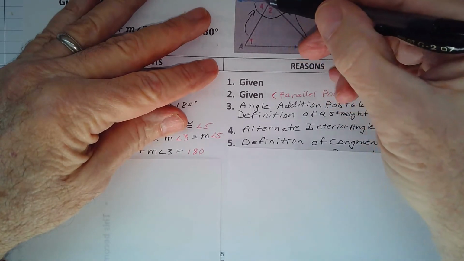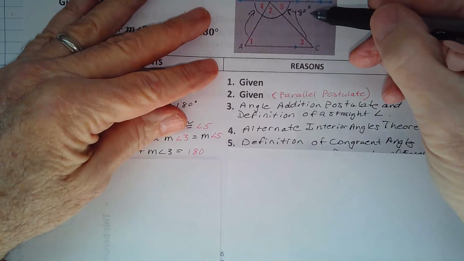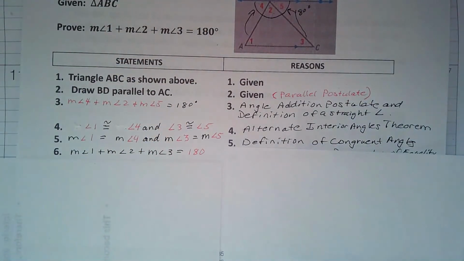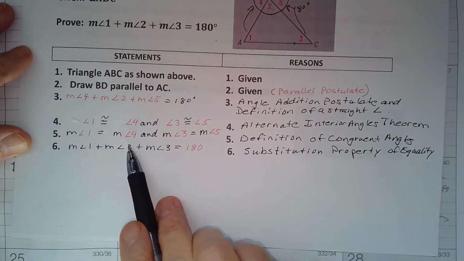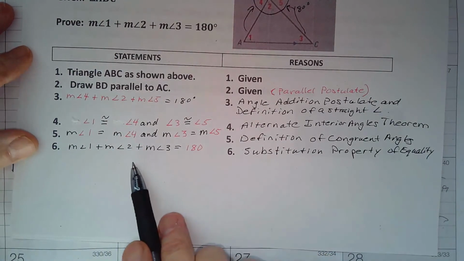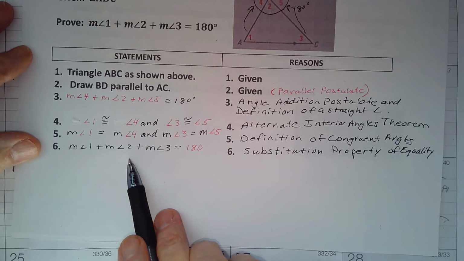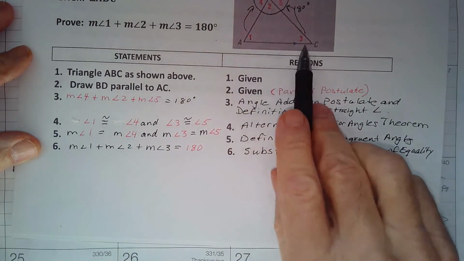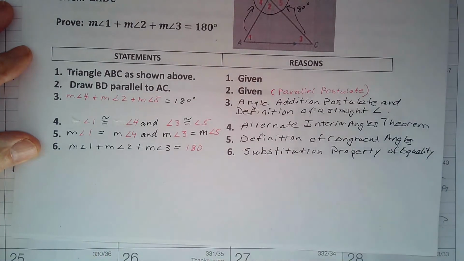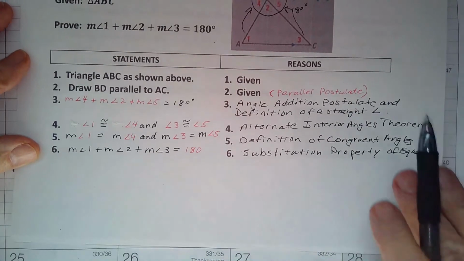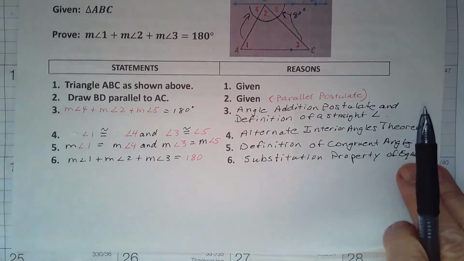And I could say measure of angle 1 plus the measure of angle 2 plus the measure of angle 3 equals 180 degrees, just by using substitution. And that's in fact exactly what we're doing here. So we're substituting the measure of angle 1 for 4, and the measure of angle 3 for 5, and we already know what the measure of angle 2 is, part of what's in the triangle, and so we know that it must equal 180 degrees. We've got it. We've just proved it by substitution. Okay, so that's how the ancients figured it out.